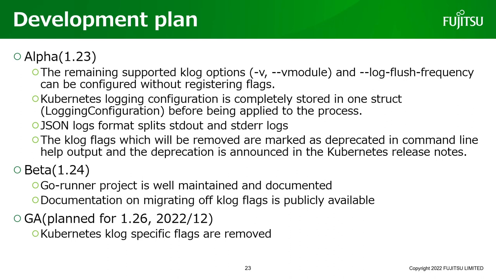So I will introduce the development plan and progress of this feature. This feature is already in alpha and beta. Among the Kubernetes component flags, the target flags are already deprecated. The remaining Kubernetes component flags for klog are vmodule and log flush frequency. Flag deprecation should comply with the standard Kubernetes policy and requires three releases before removal. So these flags will be removed eventually in 1.26.